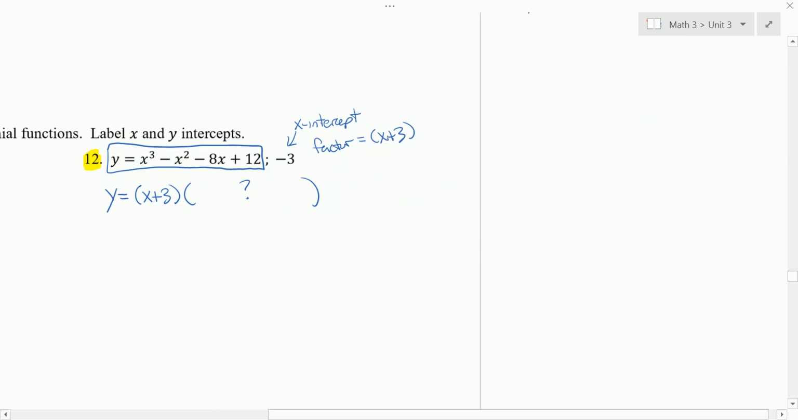Just like we did in the previous problem, we need to use division. I'm going to use synthetic division. So 1 is the coefficient of x cubed. -1 is the coefficient of x squared. -8 is the coefficient of x. And 12 is the constant. Nothing is missed here. We got powers from 3 to 1 and then without. And we're going to divide that by x plus 3, but we put the negative 3 here. That's the x-intercept.